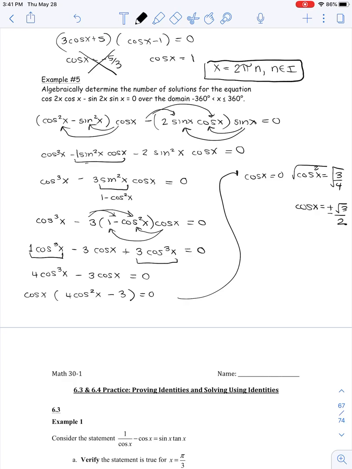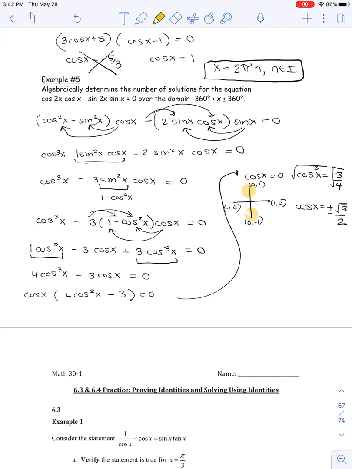So this one algebraically wants you to determine the number of solutions for the equation over the domain of negative 360 to positive 360. So they want to figure out every time that this can occur. So let's look at the first one. They're not asking what the solutions are, they're asking just how many solutions there are. So where cos is equal to 0, when we have our angles, that's where the x-coordinate is 0. So we're going to have 0 when x is equal to 90 degrees and 270 degrees.